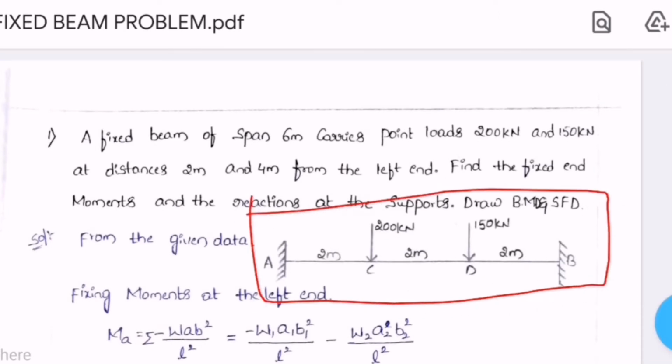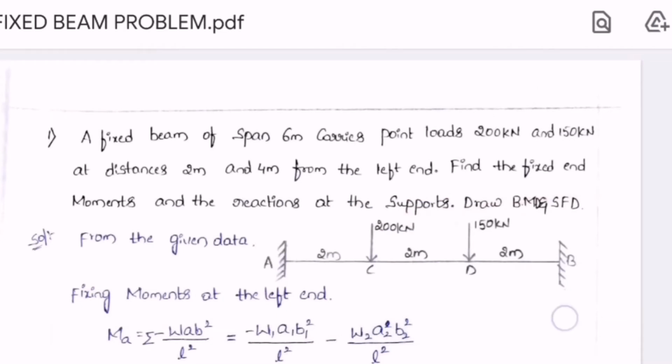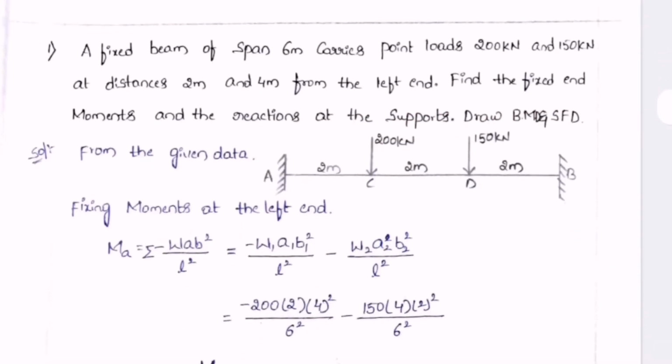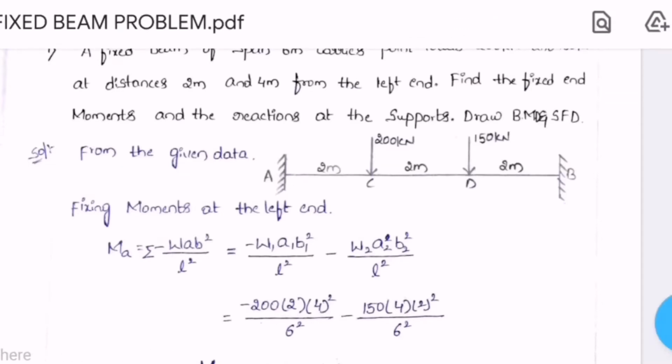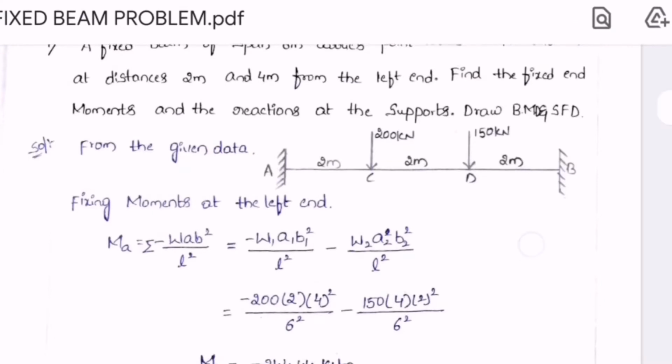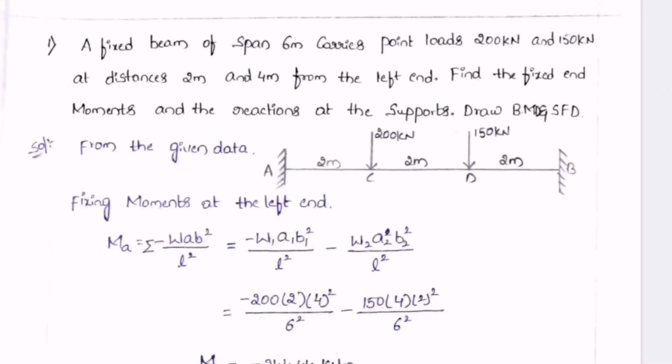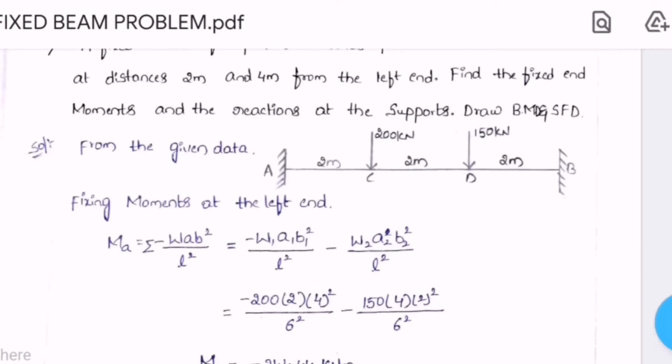So according to the question we have to draw the diagram, and he is asking us to find the fixed end moments and the reactions at the supports. So fixed end moments: in the previous video we have learned what a fixed end moment is and what the standard cases of fixed end moments are. So now, from the given data, the fixed end moments at the left end will be, if you observe, this beam can be converted into two types.